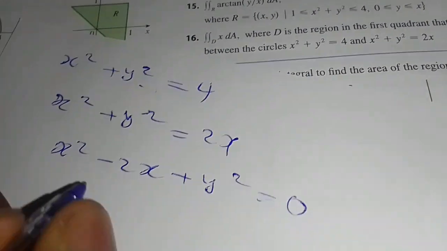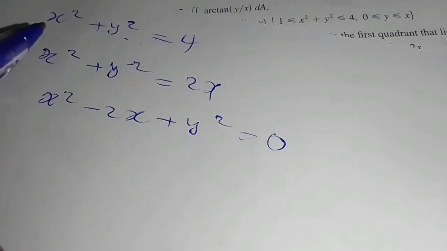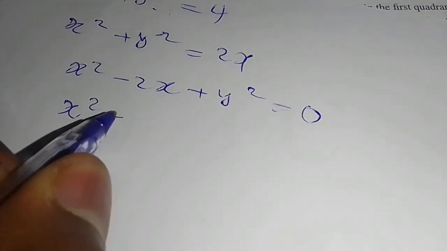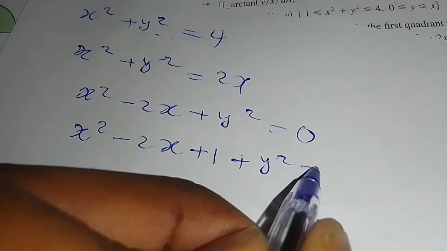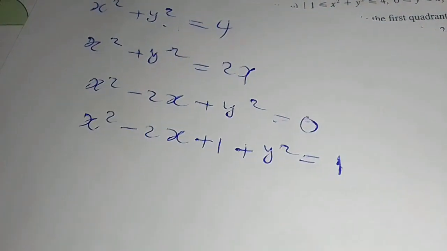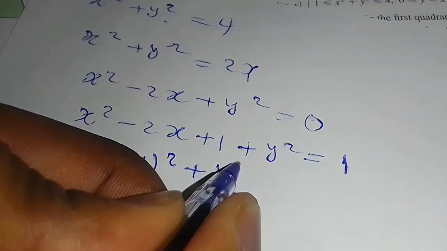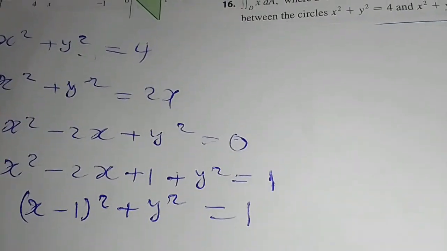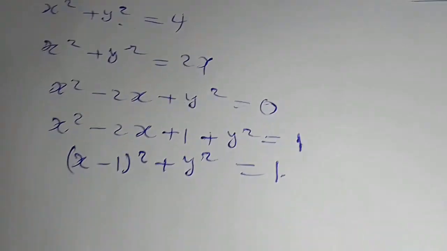So what you basically do is complete the square. Half of minus 2 is minus 1. Minus 1 squared is going to be positive 1. So you're just going to add 1 on both sides. Then you have that plus y squared, which will be equal to 1 because 0 plus 1 is 1. Then you have x minus 1 squared plus y squared equals 1. So you have an inner circle of radius 1 and an outer circle of radius 2.